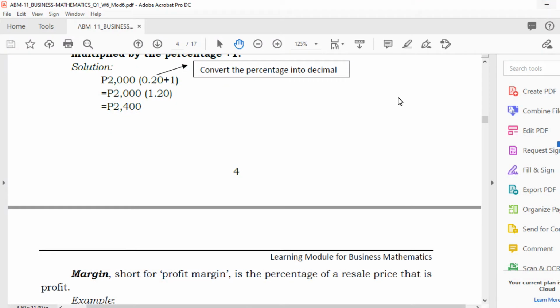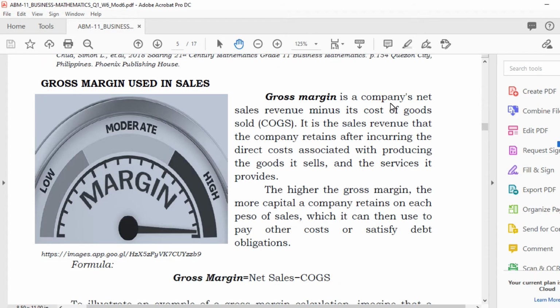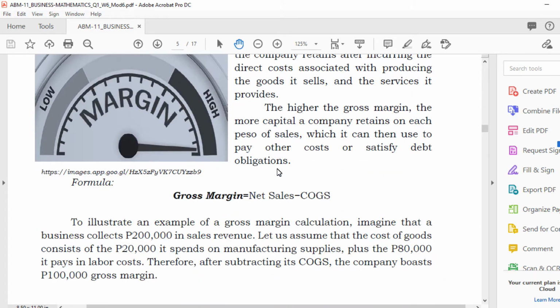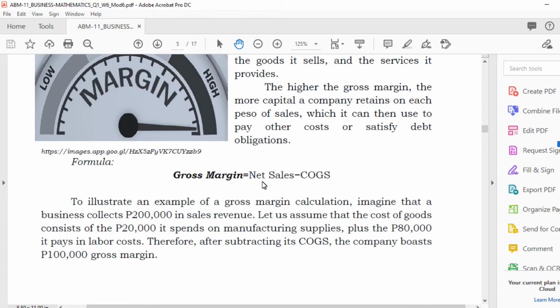Okay. So, next. How about gross margin naman? Gross margin used in sales. Ayan. Gross margin is a company's net sales revenue minus its cost of goods sold. So, pag sinabing gross margin, ito yung company's sales revenue, hindi net income. Okay, iba ang net income sa sales revenue. Pag sinabing sales revenue, sa sales lang yon. So, tingnan natin. Ano formula? Gross margin is equals to net sales minus COGS or the cost of goods sold.